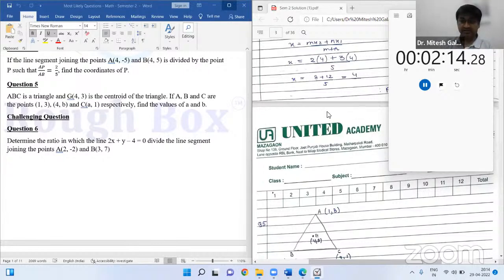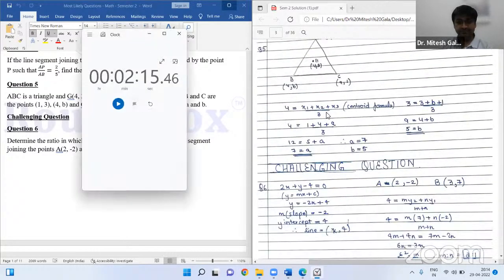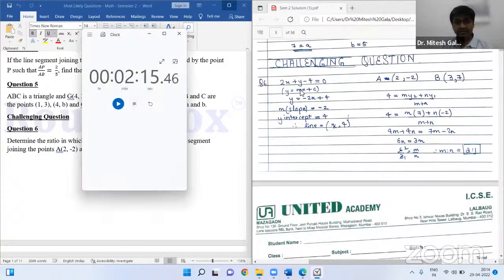Okay, let's look at the answer. This was slightly difficult, so I gave some extra time. So what you do is, in this case, you first find y is equal to... he's taken this 2x + y - 4, found the slope and the y-intercept. So he gets the point as (x, 4). Then he takes this y coordinate as 4 and applies the section formula. That helps him to get the ratio as 3:1. So that's easier and faster.